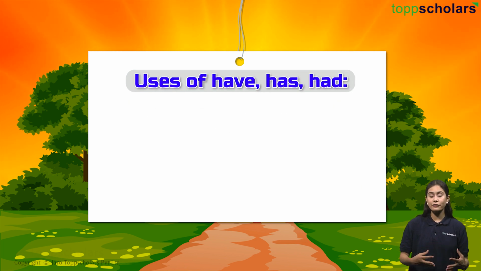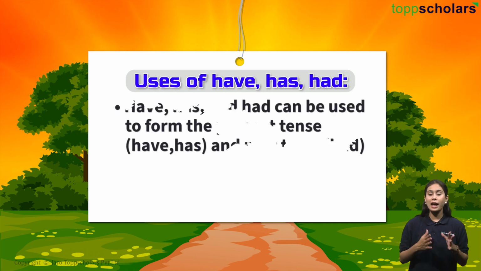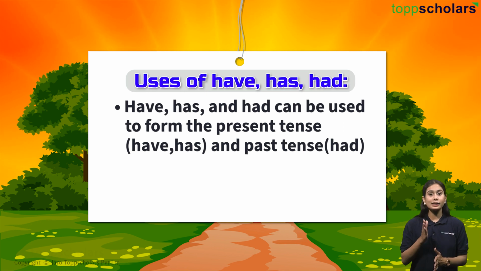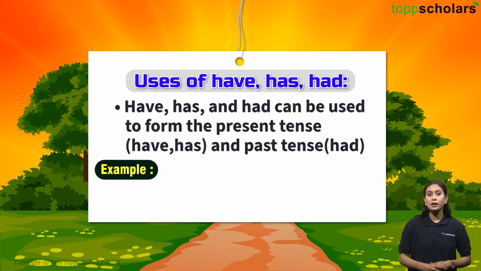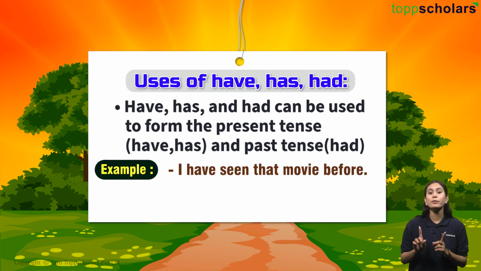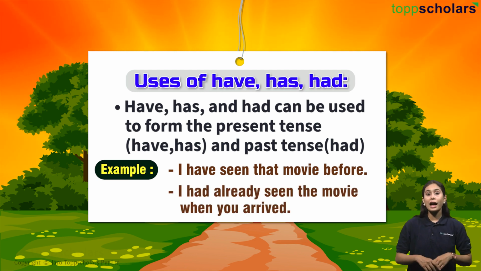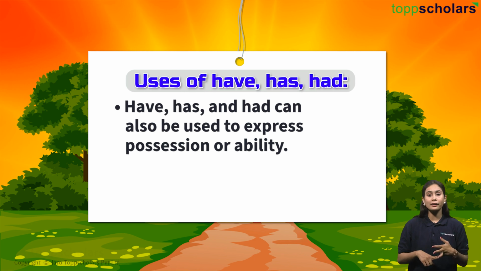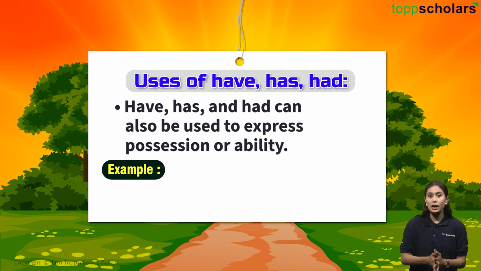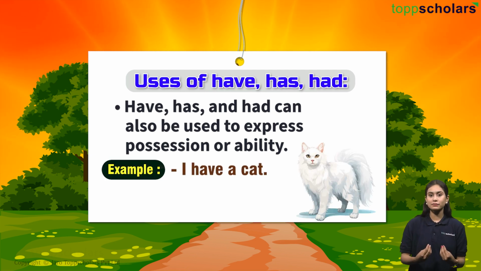Uses of have, has and had. Have, has and had can be used to form the present tense have, has and past tense had. Example, I have seen that movie before. Or, I had already seen the movie when you arrived. Have, has and had can also be used to express possession or ability. For example, I have a cat.